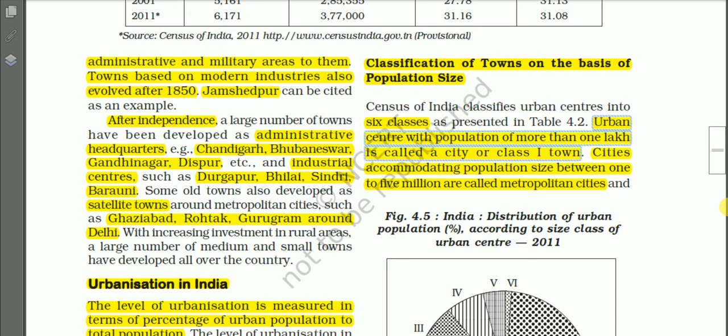If the size of population is more than 1 lakh, it is called a class 1 town according to Census India, or it is also known as a city. Cities accommodating a population size between 1 to 5 million are called metropolitan cities. If the size of population is ranging between 1 million to 5 million, it is known as metropolitan cities.